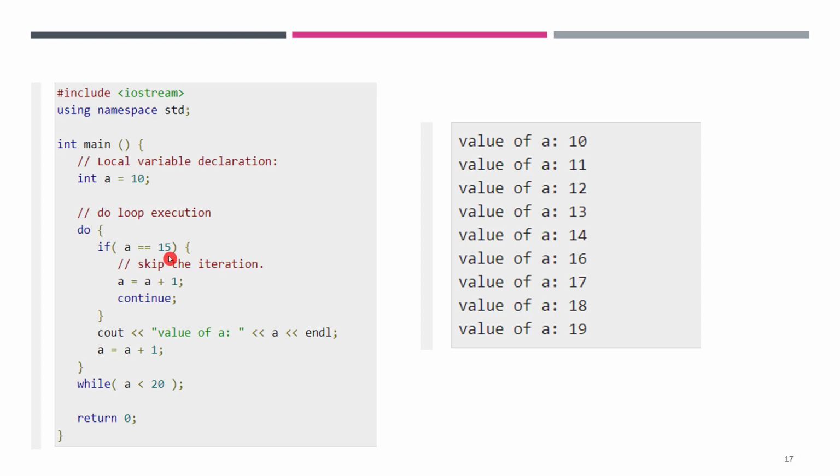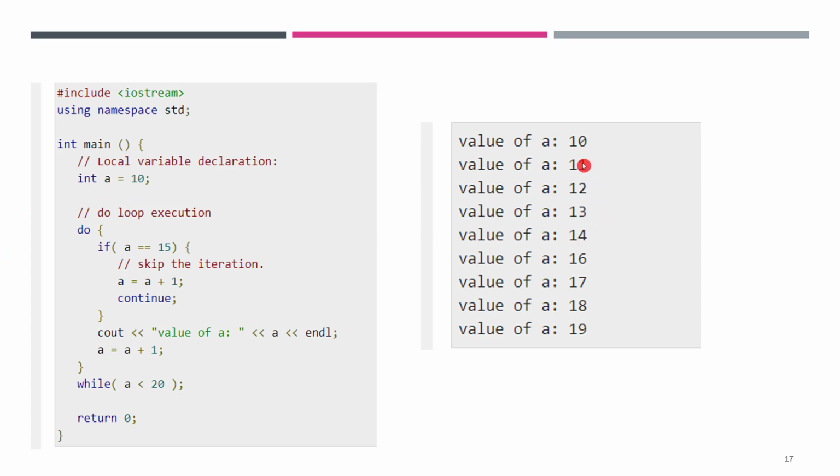A is equal to 15. This is just to skip the iteration. Then a equals a plus 1, so the value is changed to 16. This comes to the continue. Continue means it just skips and comes to the origin, the starting of the program.